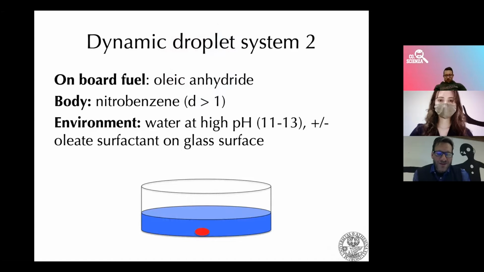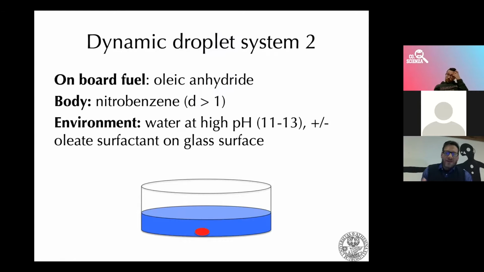Can you guys see my pointer? Okay, great. So this is an illustration of a dish, and we're going to put some water in here. We're going to put a droplet in there. In this case, the environment is water, and the droplet is made of oil, nitrobenzene oil. So it has a density higher than 1. What that means is the droplet sinks into the water phase. And when you put nitrobenzene and water together, nothing happens.